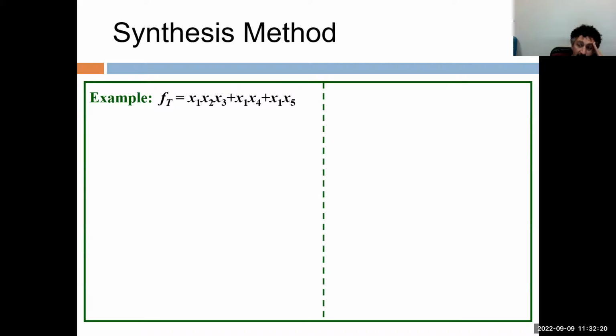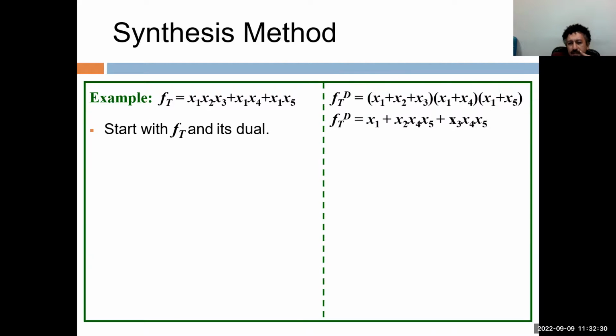Okay, the question is, how to solve this problem? And I came up with the solution. You're given a function. Start with this function and its dual. What is dual? For the dual of a function, you interchange AND and OR operations. That's it. You get the dual. For example, the dual of fT is this. So you use ORs instead of ANDs, and ANDs instead of ORs, and you will get the dual. Okay, so you compute the dual.